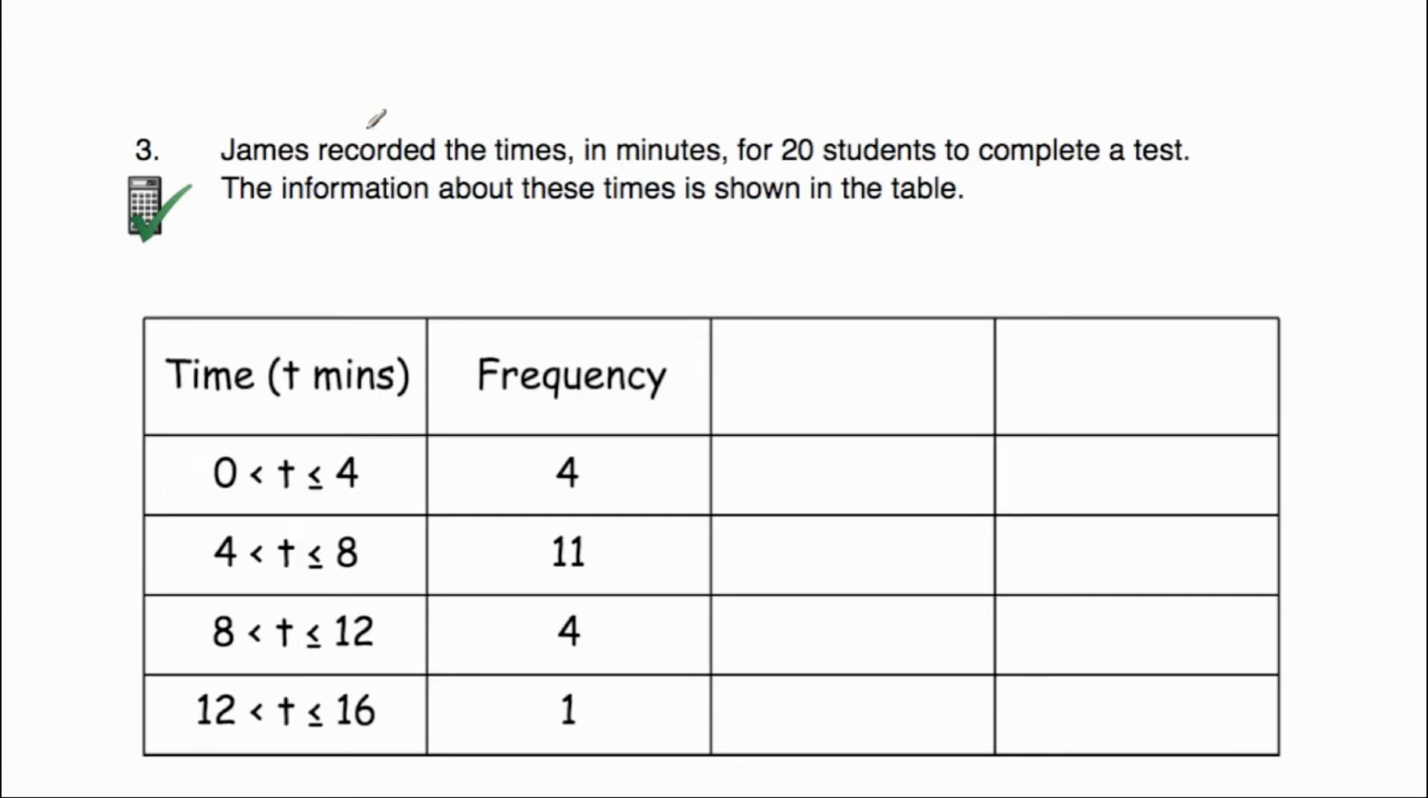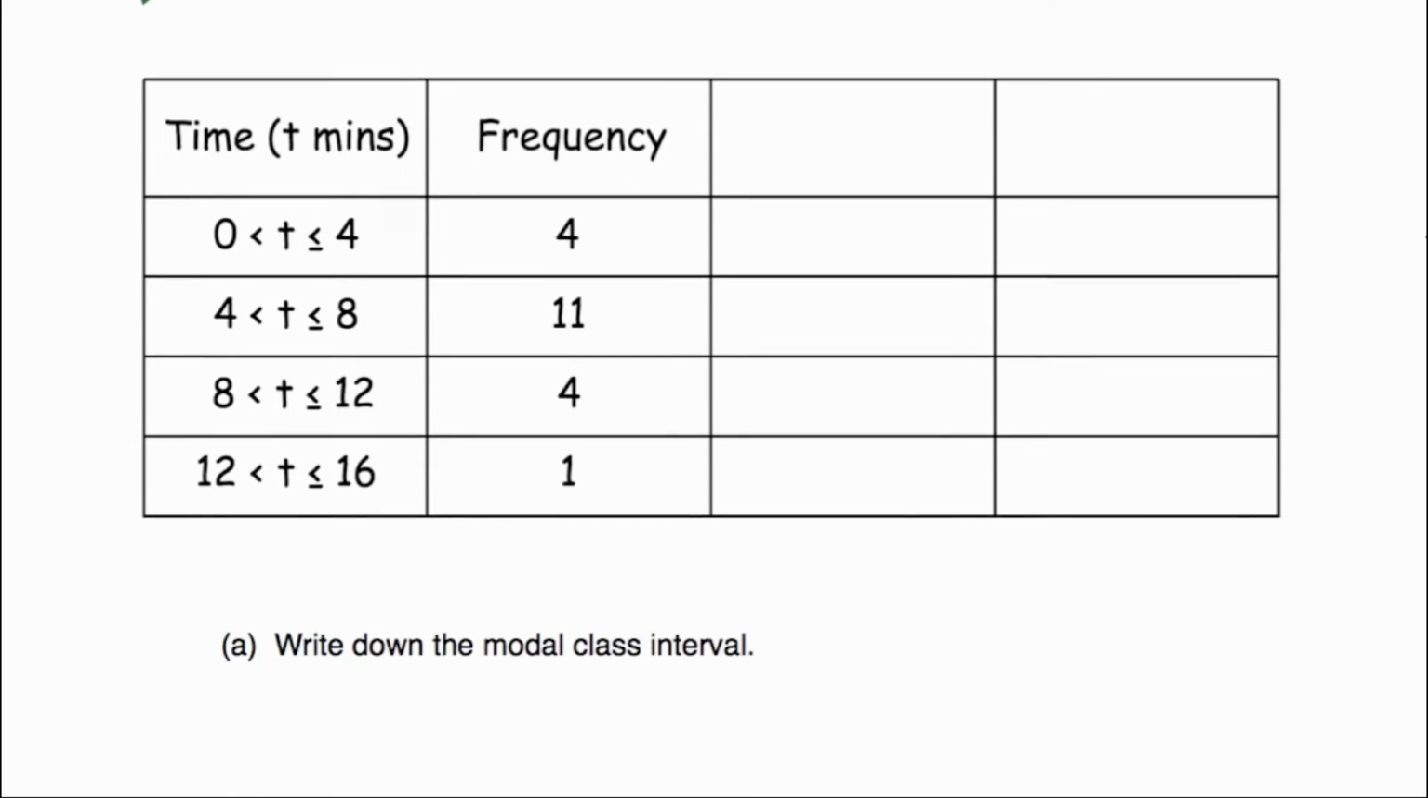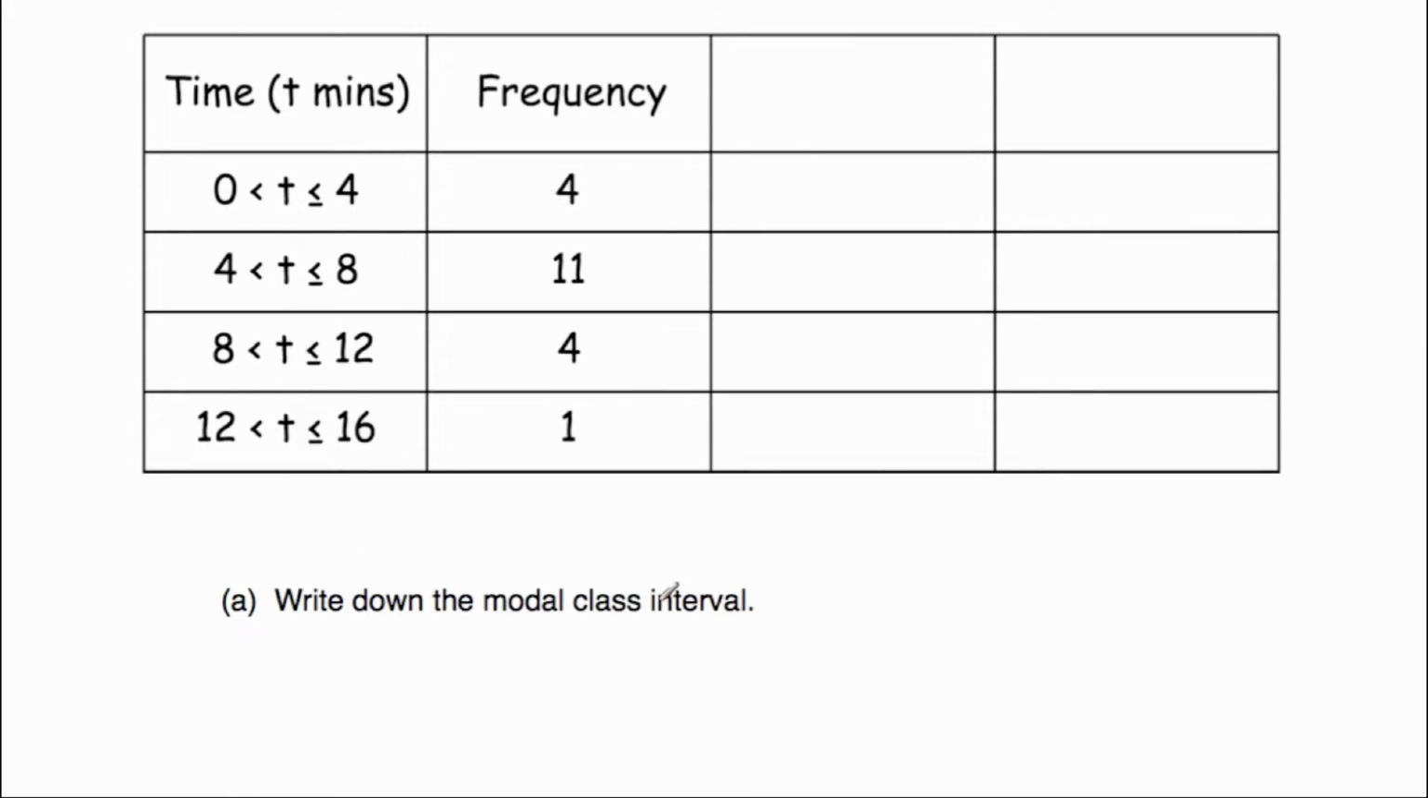So question 3 says, James records the time in minutes for 20 students to complete a test. The information about these times is shown in the table below. So we've got this table with the times and the frequencies. If we have a look at part A, let's see what we're asked first of all. Part A says to write down the modal class interval.